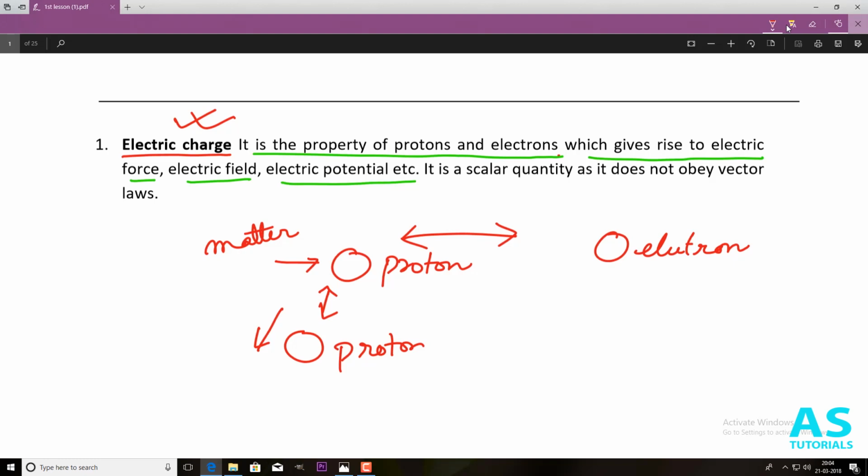And electric charge is a scalar quantity as it does not obey vector laws. All the laws of vectors are not applicable to electric charge. This is the reason why electric charge is a scalar quantity.